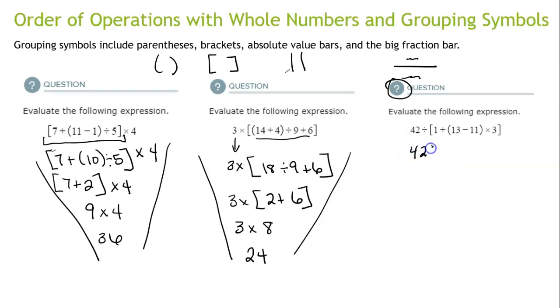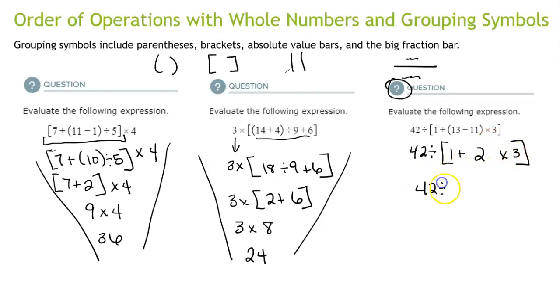You should have brought down this 42 divided by, and then focused on what was inside your brackets. I don't want to use the 1 plus or the times 3 yet. I want to do what's inside the parentheses. 13 minus 11 is 2, and I can lose the parentheses because I've done everything on the inside.